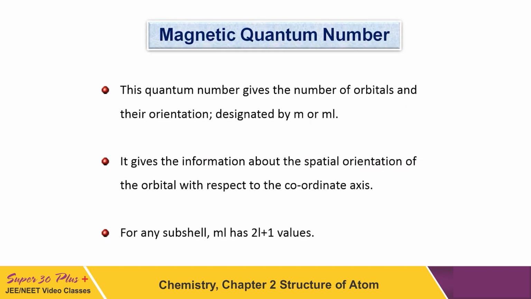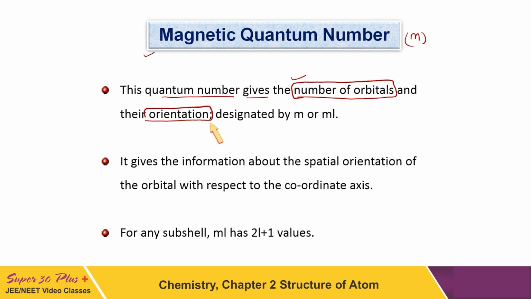Now, the third quantum number is the magnetic quantum number. Students, the magnetic quantum number represents the orbital. So this quantum number gives you the information of the number of orbitals. Please remember this. If I ask you in one line what the magnetic quantum number represents, it is represented by small m. It gives the number of orbitals and their orientation.